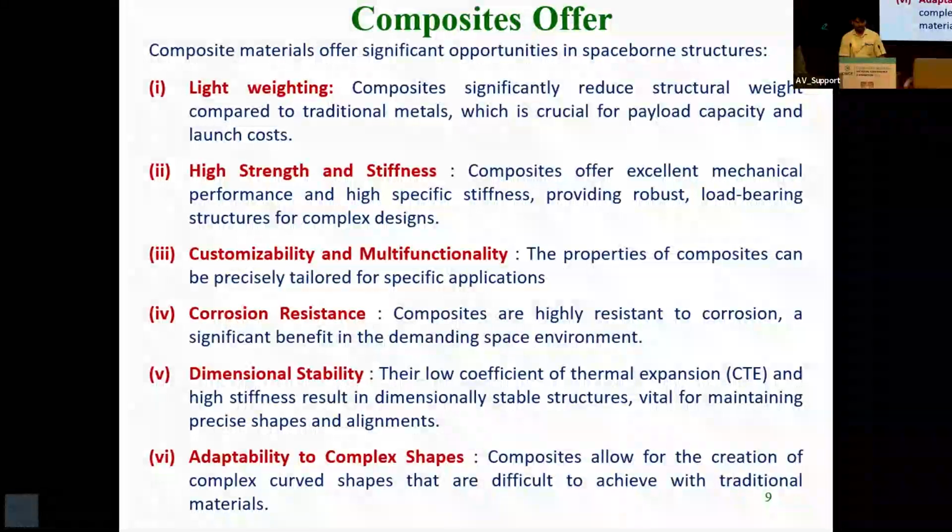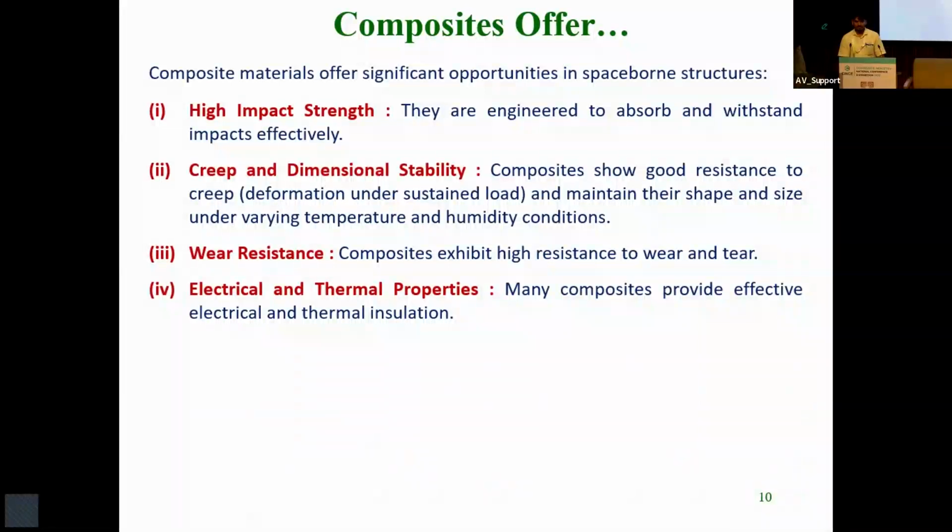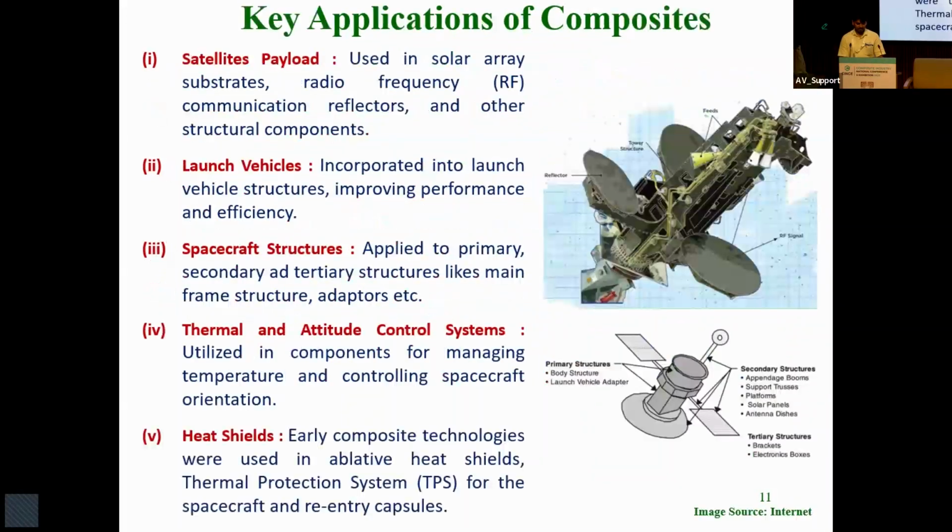It can take the shape, just like in the previous presentation, of the mold. However good a mold we make, it can take the shape of the mold itself. And high impact strength because of the resin presence, creep and dimensional stability, wear resistance, electrical and thermal property. Research is going on to improve the electrical and thermal property, but somehow we are able to manage till now.